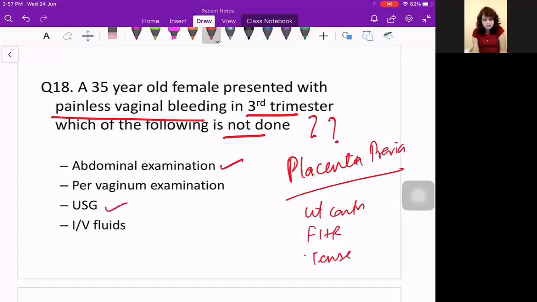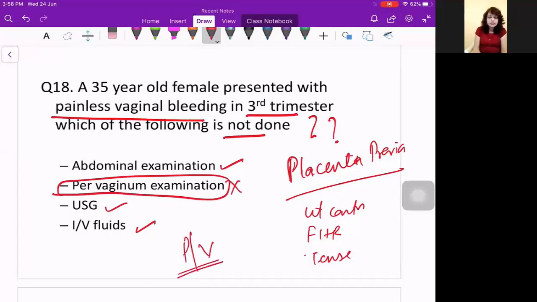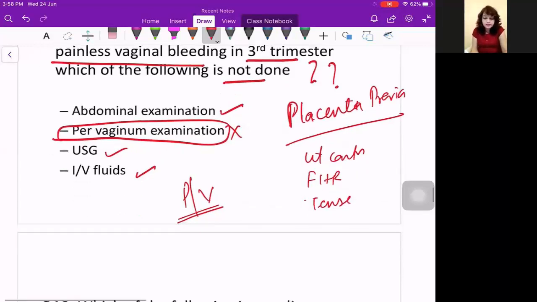Ultrasound also can be done. Bedside ultrasound can be done. You don't have to send the patient to the radiologist for the ultrasound, but you can do it at the bedside of the patient itself. IV fluids in a bleeding patient are always recommended. But vaginal examination in an undiagnosed case, in a suspected placenta previa, is always, always contraindicated. So per vaginal examination is nowhere recommended.